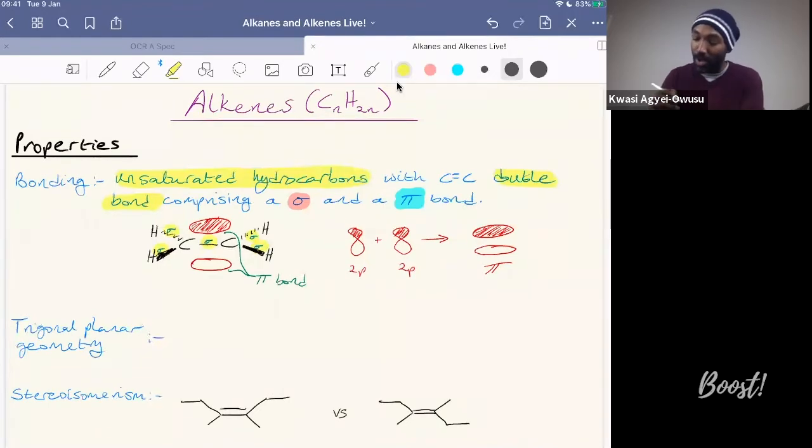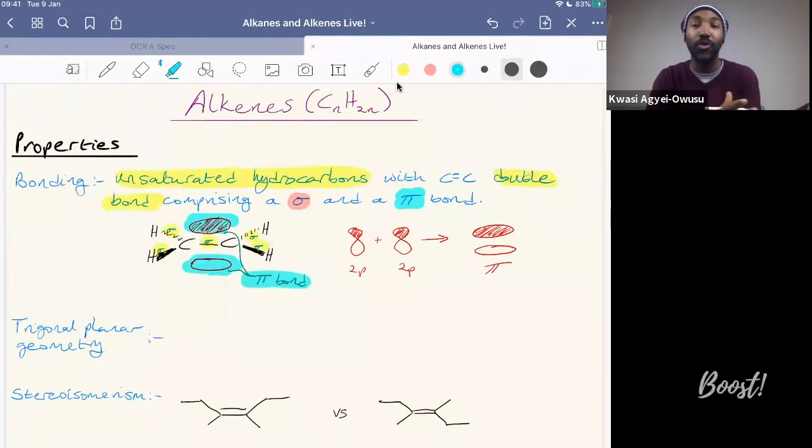Now, above and below the plane of the two carbons and the four hydrogens, if you imagine them being in a flat plane like this, a bit like I'm showing with the palm of my hand, above and below that plane, you've got your pi bond. The pi bond is split into two halves, two lobes. If I highlight that for you, your pi bond is highlighted in blue here, above and below the plane of your atoms, perpendicular to the plane of your atoms. And how that is formed is quite different to how your sigma bonds are formed.